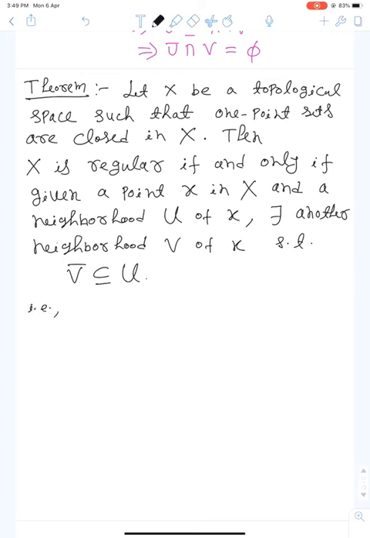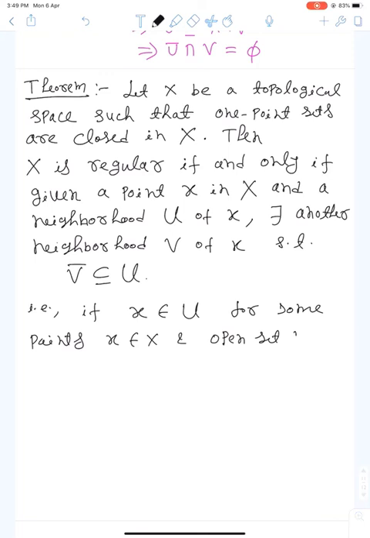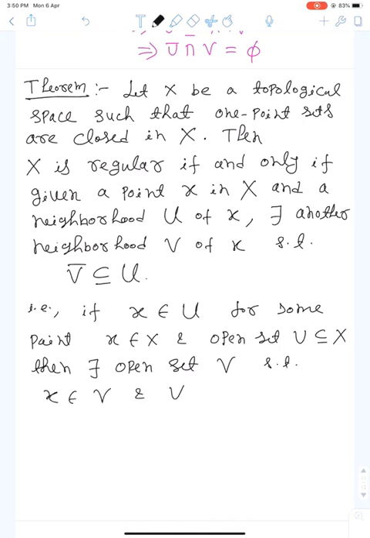That is, in other words, if x belongs to U for some point x in X and open set U in X, then there exists another open set V such that x belongs to V and V closure is a subset of U. Okay, now we will prove this theorem.